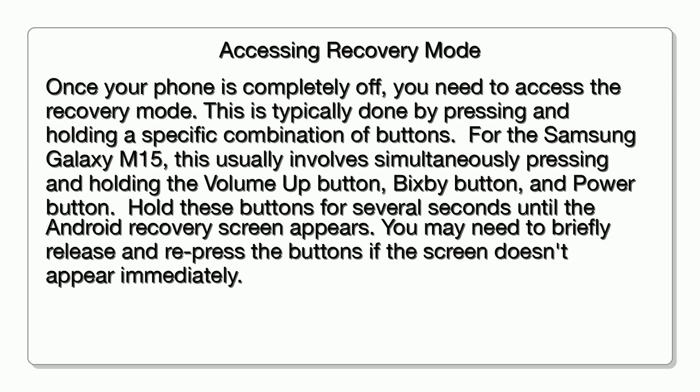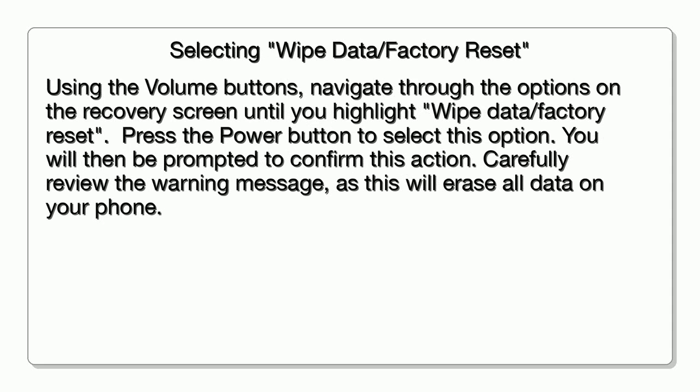Step three, accessing recovery mode. Once your phone is completely off, you need to access the recovery mode. This is typically done by pressing and holding a specific combination of buttons for the Samsung Galaxy Mod. This usually involves simultaneously pressing and holding the volume up button, Bixby button, and power button. Hold these buttons for several seconds until the Android recovery screen appears. You may need to briefly release and repress the buttons if the screen doesn't appear immediately.